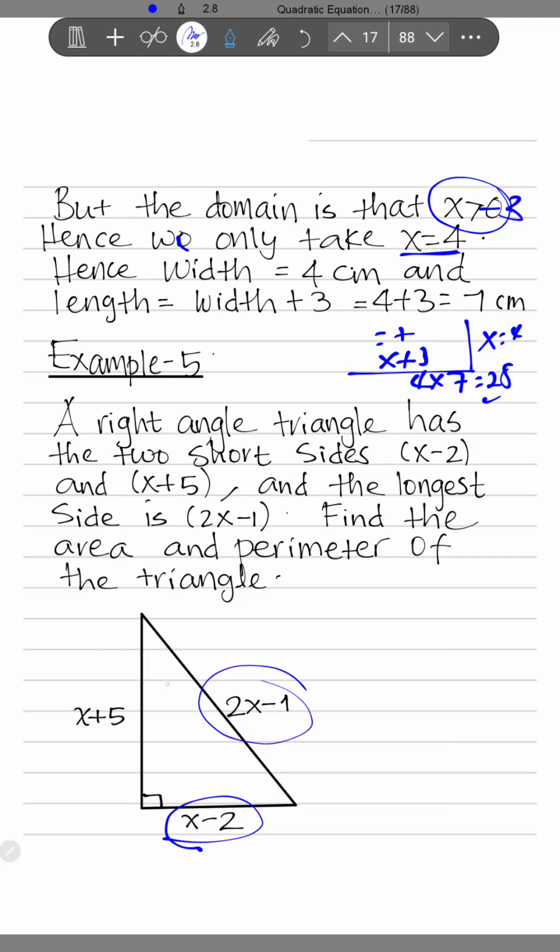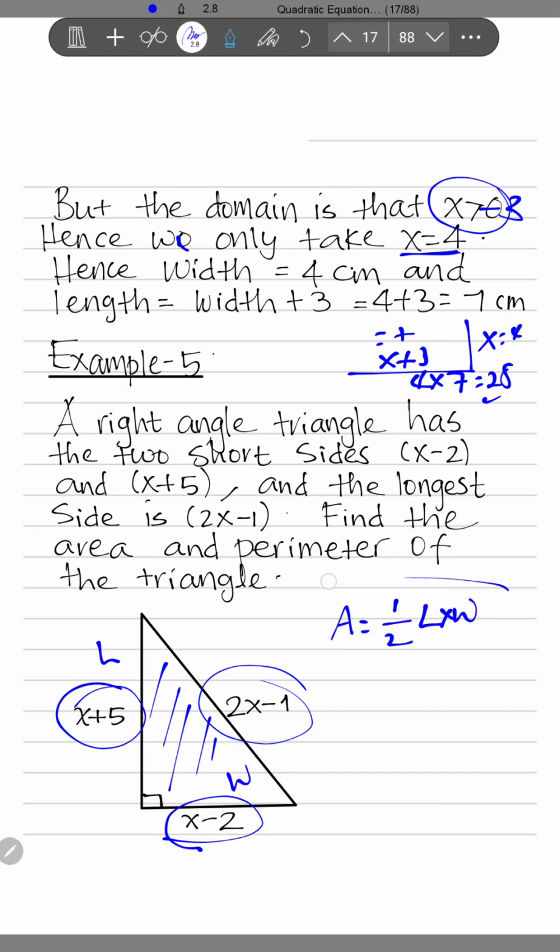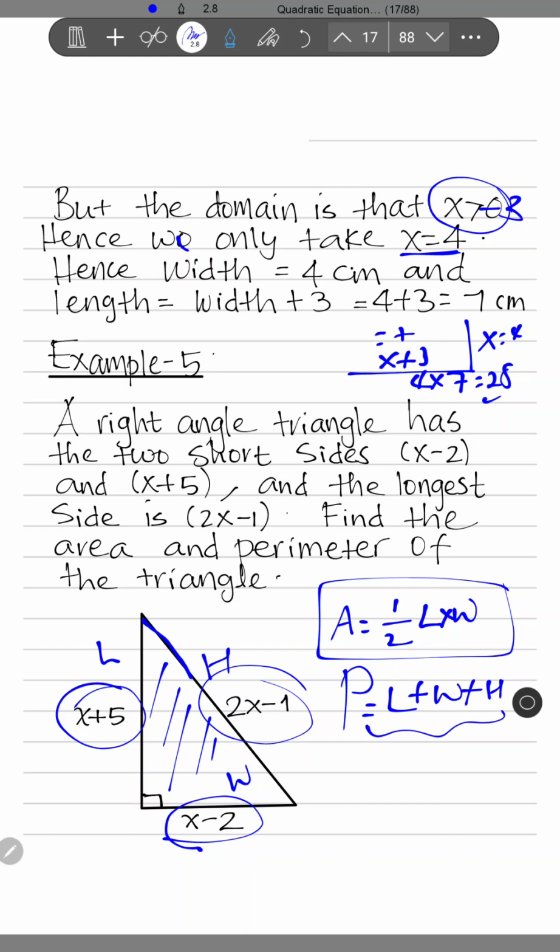This is a right angle triangle. Once we have the two sides here, I can call them the length and width. The area is equal to half of length times width. That is the area of a right angle triangle. The perimeter is equal to the sum of the three sides: length plus width plus, I call it the hypotenuse here. The sum of the three sides is the perimeter.